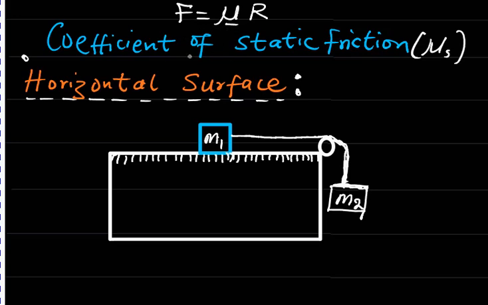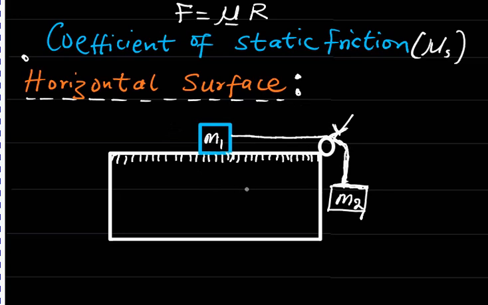So in this video, we're going to look at how to determine the coefficient of static frictional force on two surfaces. We have the horizontal surface and we have the inclined plane. Now this is a horizontal surface. On this surface, I have a mass m1 that is connected to another mass m2 via a frictionless pulley. All right. So now what is the whole idea?